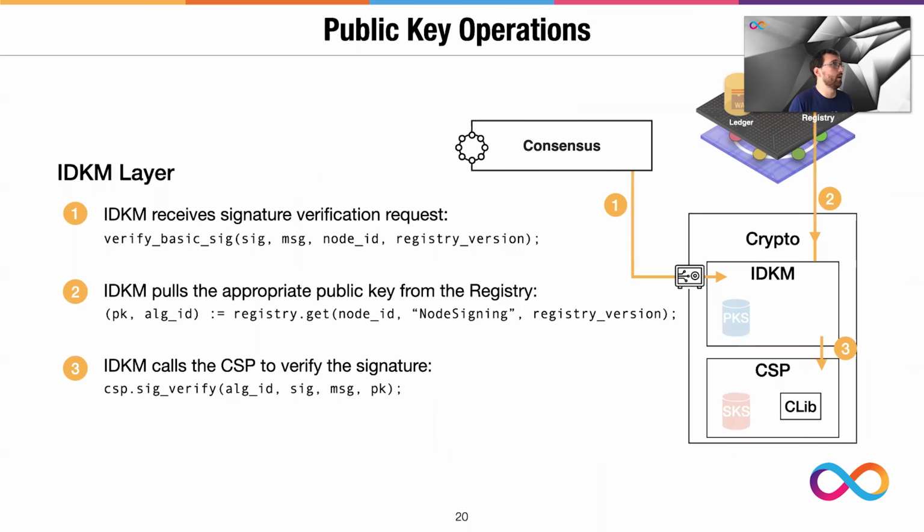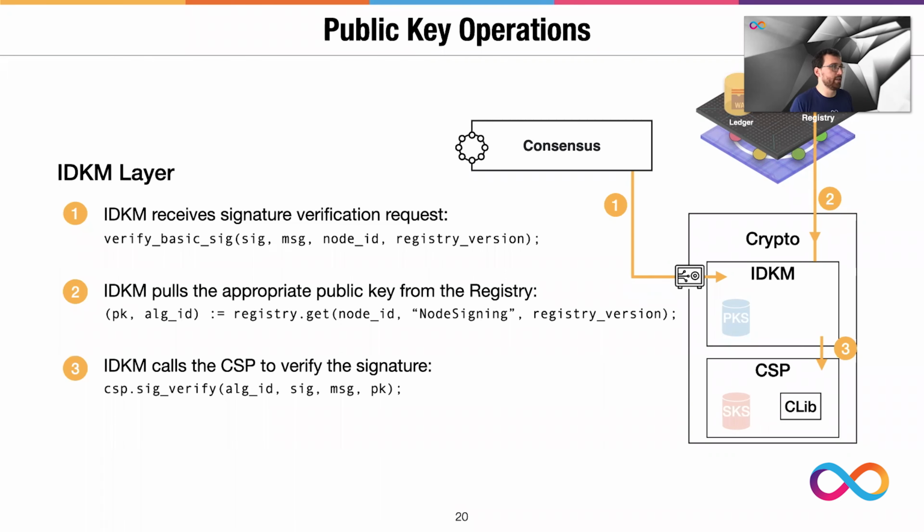So, for example, we can start from public key operations. Let's take, for example, that consensus wants to verify a signature that it received from one of its peers. What consensus will do is call some APIs that the crypto component provides. And I recall that the external API that the crypto component provides is this IDKM layer. So the IDKM layer provides some API that consensus can call, where it can pass the signature that it wants to verify, the message to which this signature corresponds, together with a couple of identifiers. One will be the node ID. We use node IDs in the network so that the node will know from whom it received the signature.